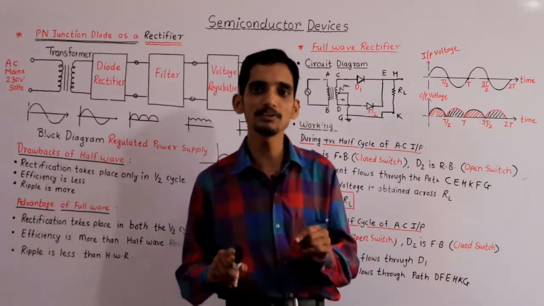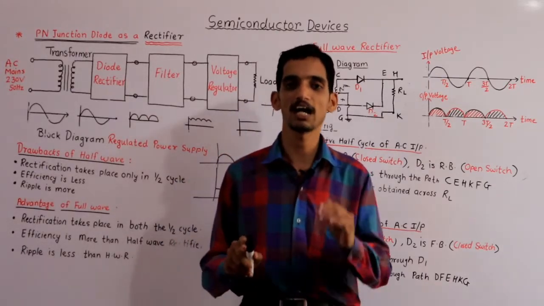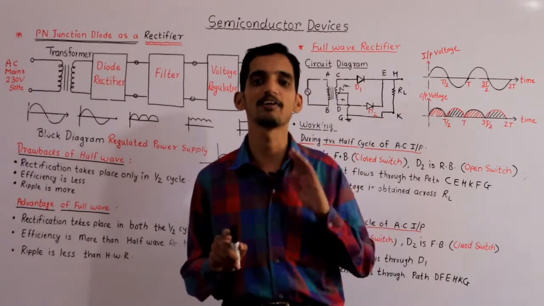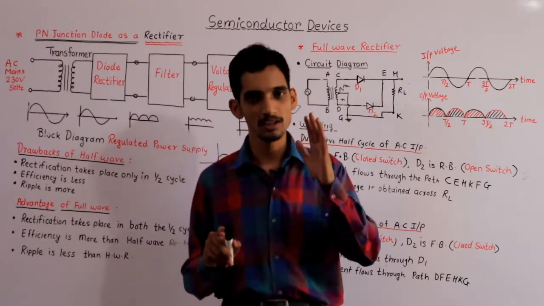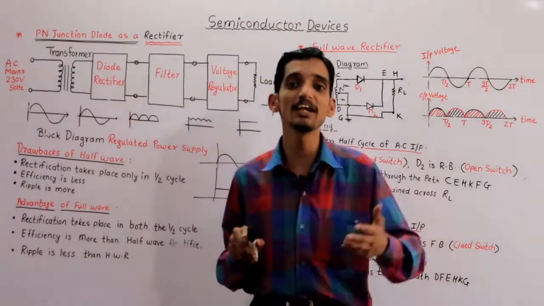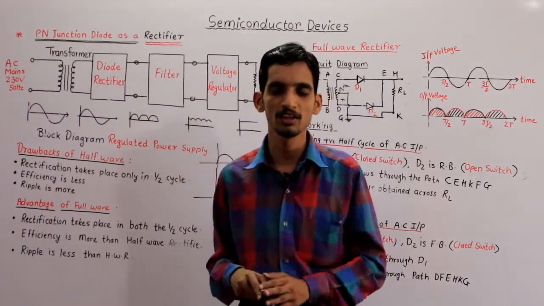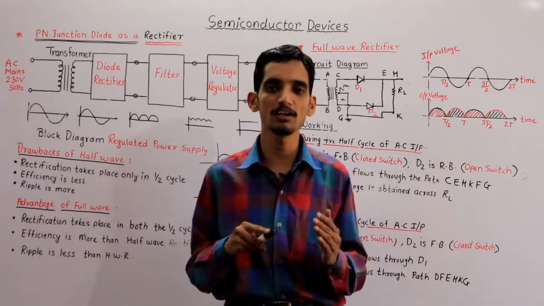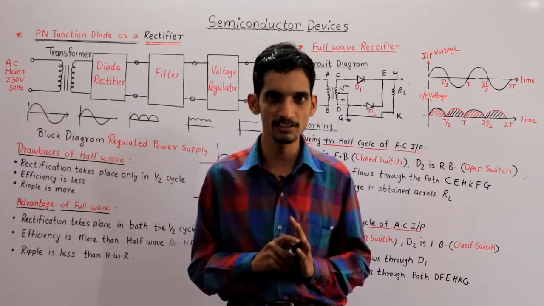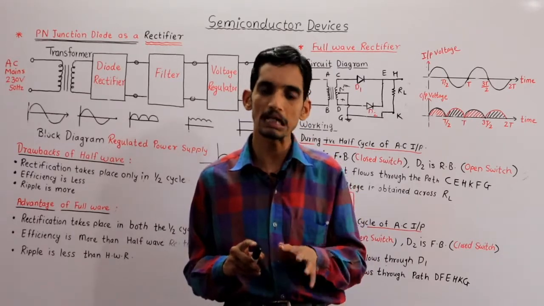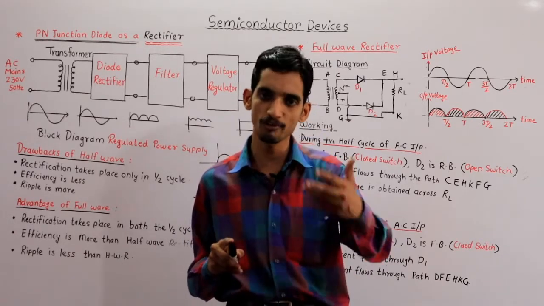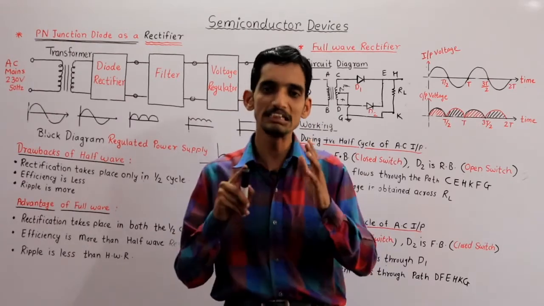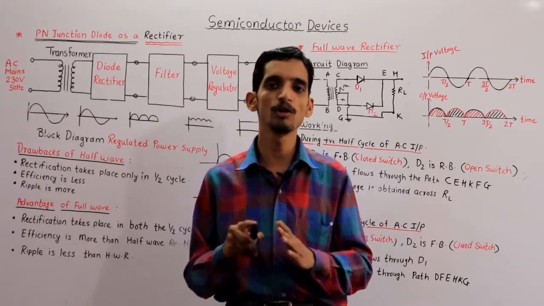Now this ripple means actually what? Ripple means, as I already discussed, the presence of AC in the output of rectifier. That is called ripple content, and it is indicated by one factor called ripple factor. Now we will discuss this ripple factor in great detail in a very short time, so don't worry about it. Just for the time being, remember ripple content is more in case of half wave rectifier and ripple content is less in case of full wave rectifier. So these are all the advantages of full wave rectification.